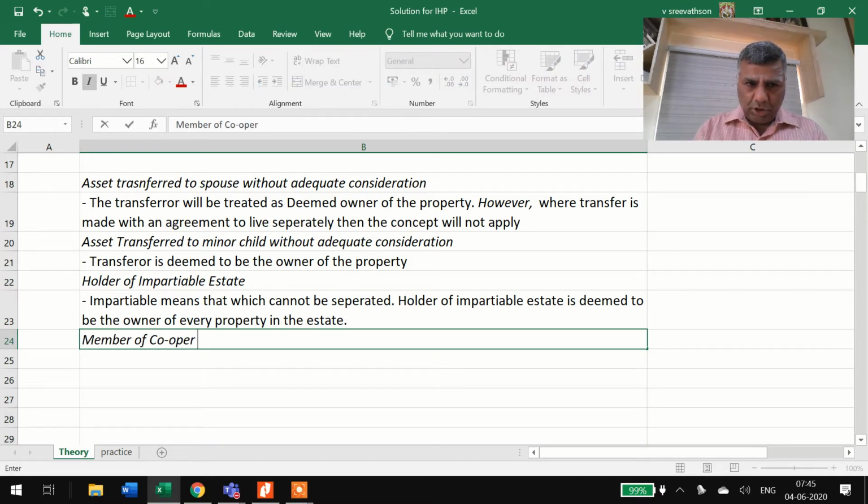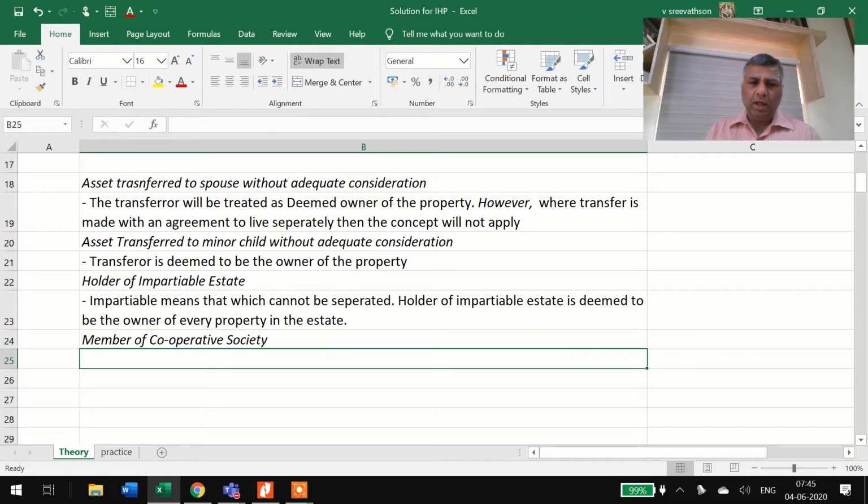Member of a cooperative society. What is this? Housing board. Have you seen a housing board allotment of houses to various people living in low-lying areas, slums? For them, the housing board constructs properties and gives it to them, saying you need not live in this particular place, you can go and live in a house. The owner of the property is the housing board, the cooperative society.